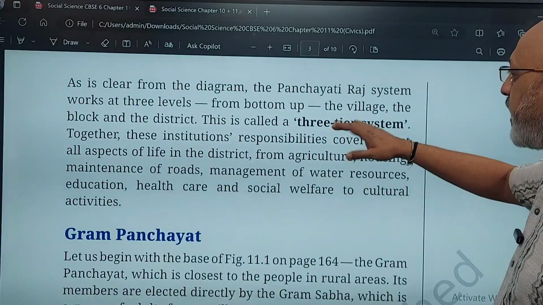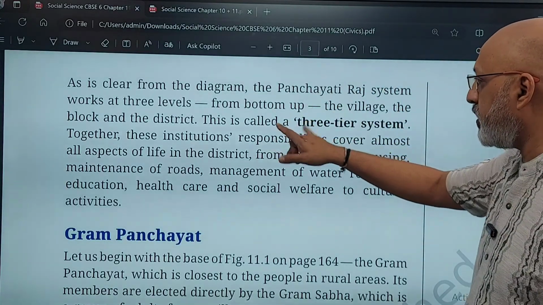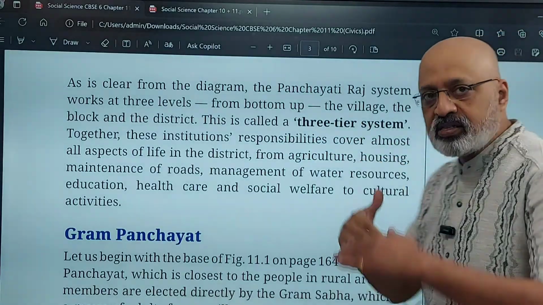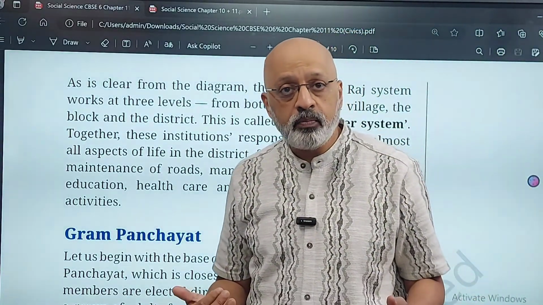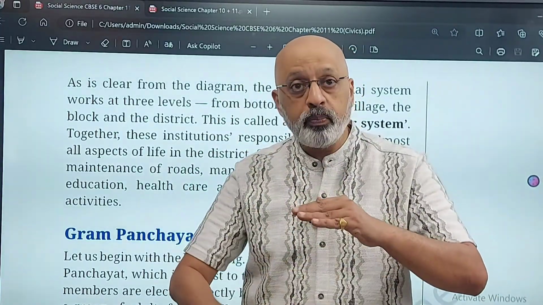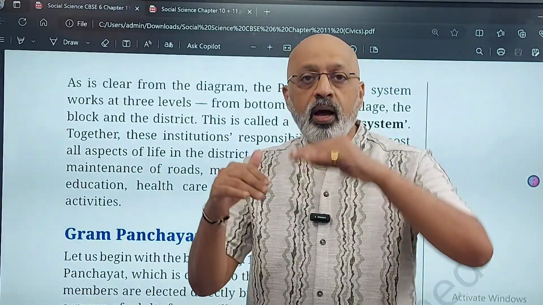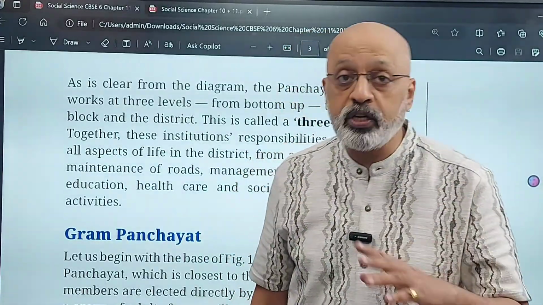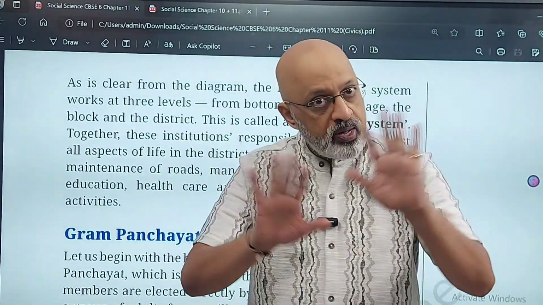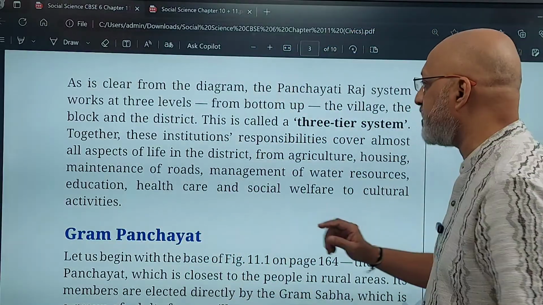Now, as is clear from the diagram, the Panchayati Raj system works at 3 levels from bottom up: the village, the block, and the district. This is called a 3-tier system. Like the AC 3-tier in a train, lower berth, middle berth, upper berth. So the lower berth is the village, the middle berth is the mandal or the block, and the upper berth is the Zilla Parishad at the district level. I hope this is clear. Okay, lower, middle, and upper berth. So it's called a 3-tier system.